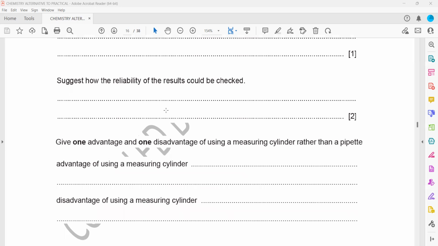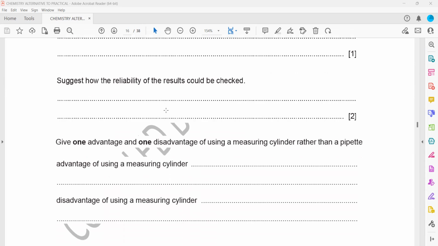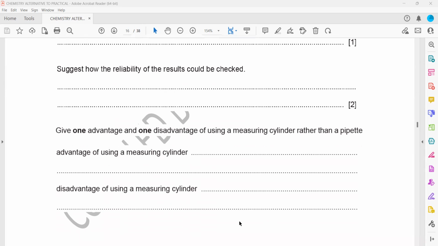Then suggest how the reliability of a result could be checked. Remember one thing, whenever you want to check the reliability of the result, the best thing you do is repeat the experiment. How will you be sure that your results are accurate? You should always repeat the experiment, compare them, find anomalous results, and check for the average until you get three common results. Yes, repeat to get consistent results, and repeat to spot anomalous results as well. That's right.